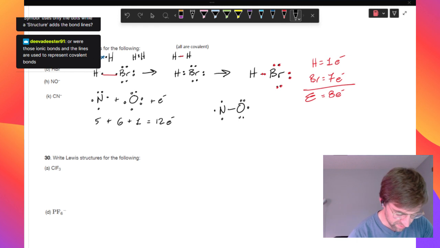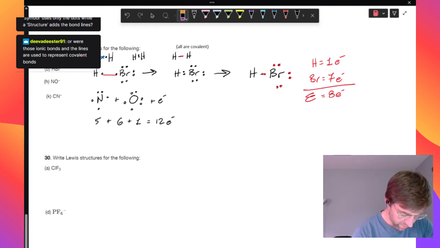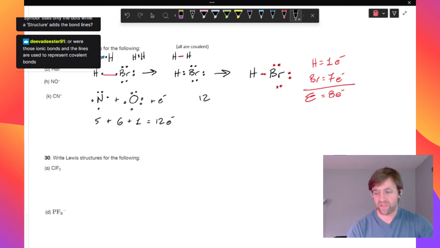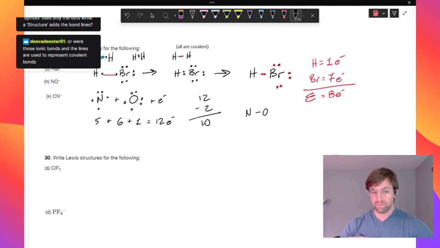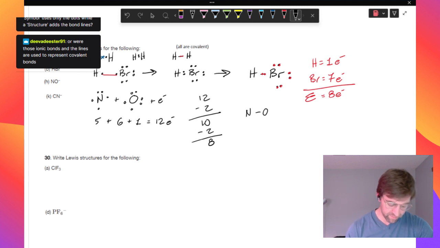Okay. Yeah, I do like this explanation actually. So we've got our 12 electrons. If we subtract a single bond, that's 2 electrons. So if we have a single bond between the nitrogen and the oxygen, then 2 of those electrons are now accounted for. Gives us 10 left over. That's still more than can comfortably fit around those atoms. So let's subtract another 2. Yeah, I think I like that. Subtract another 2, account for another 2 of those electrons, gives us 8 left over.